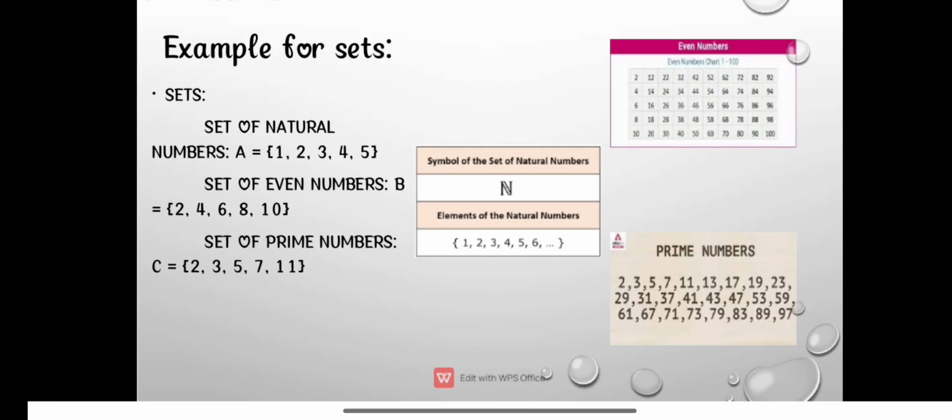Next, these are the examples for sets. Set of natural numbers: a set which contains the natural numbers, which is from 1 to infinity. Set of even numbers: it is a set whose elements are only even numbers. So a set containing only even numbers is known as the set of even numbers. Set of prime numbers is a set which contains only the prime elements, which are 2, 3, 5, 7, 11. So these are the examples for sets.